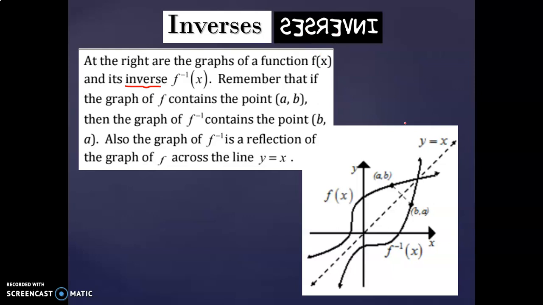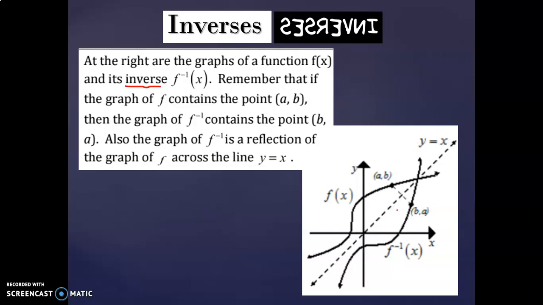Now, in a previous math class, you would have talked about inverses, and you would have talked about how they are a reflection over the line y equals x. So if my original function f of x looks like this, then the inverse would be reflected over the line y equals x.